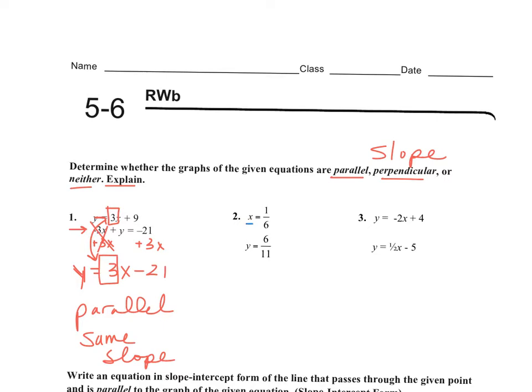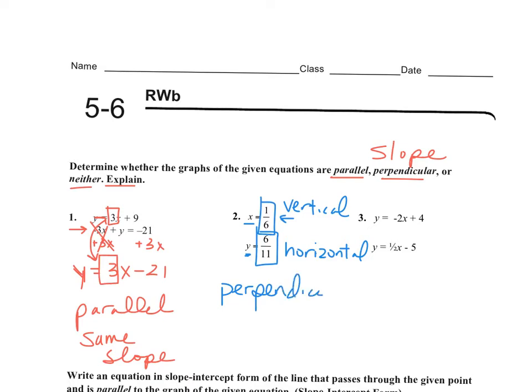Looking at the second one, notice this is x equals some number and this is y equals some number. This, if you recall, is a vertical line, and this is a horizontal line. So those are actually perpendicular. And the reason being, one is horizontal and one is vertical, right? So those are perpendicular.